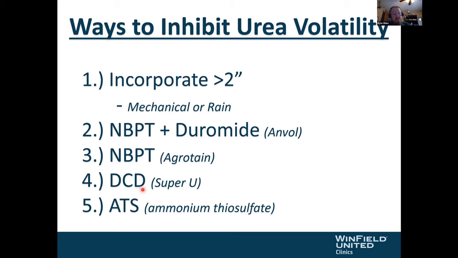DCD has worked well, but only in the form of Super U. Generally, you can't get enough of it onto urea as its own separate product. It's like 1% of volume as DCD, so if you're adding it as a product, it'd be far too wet if you had your own standalone DCD products. This is where a product like Super U, the blue urea that comes from Koch, works well. And then ammonium thiosulfate, if you're using a liquid nitrogen source, has proven to reduce volatility to some level.